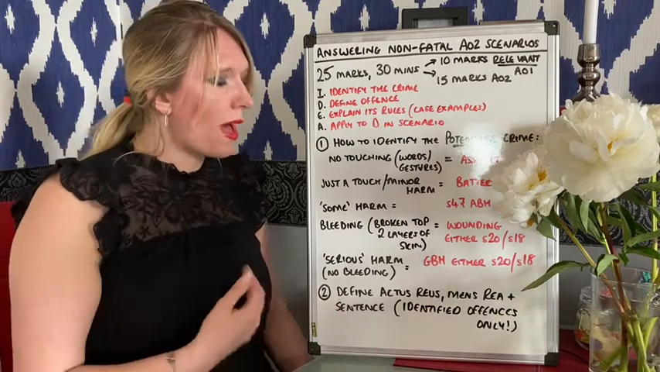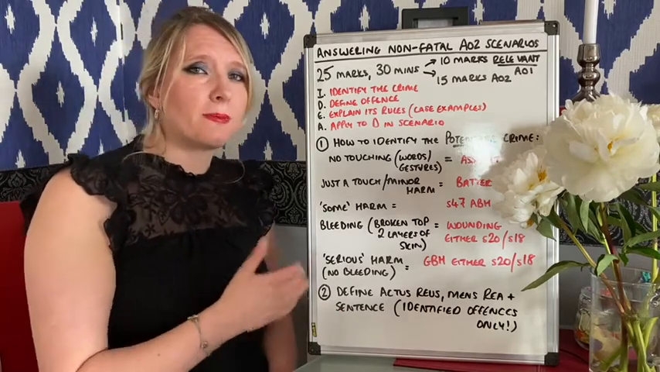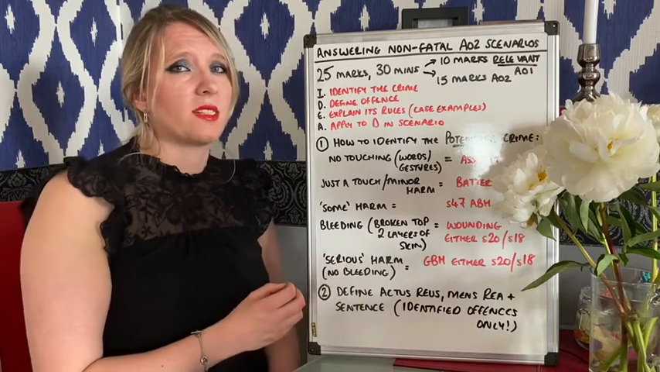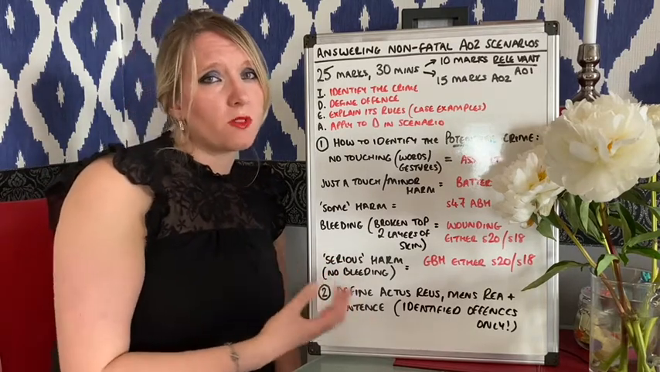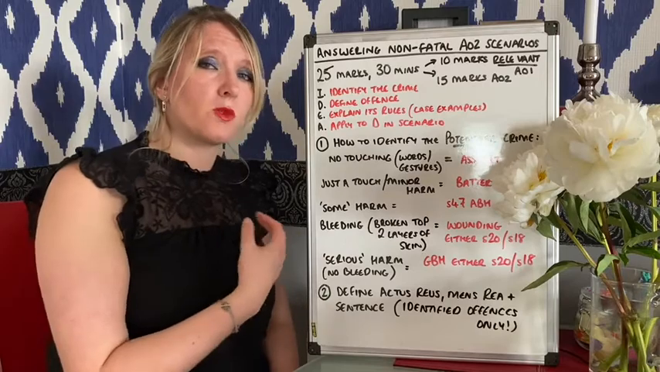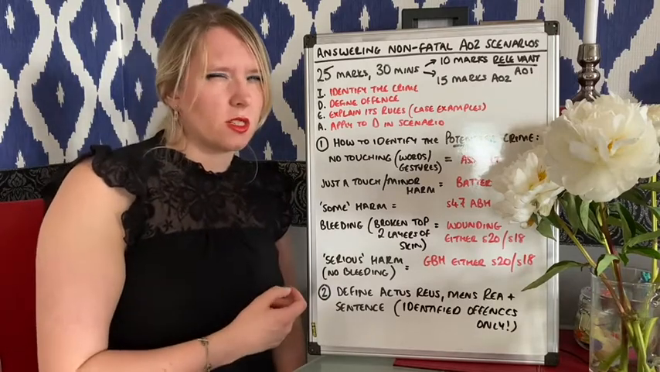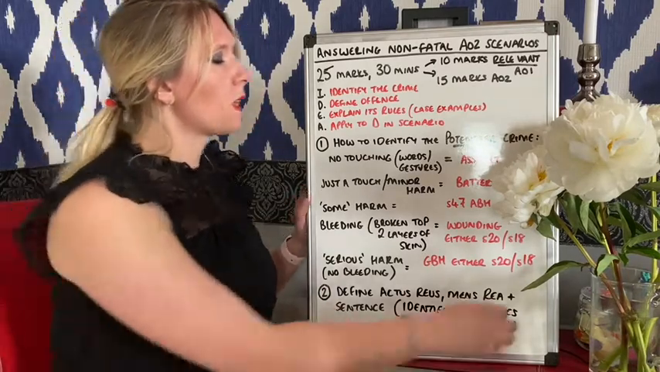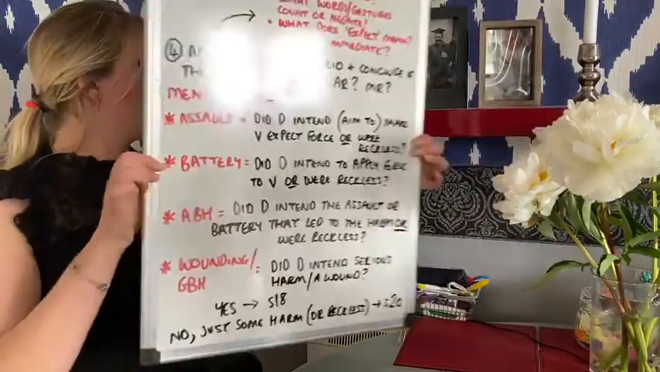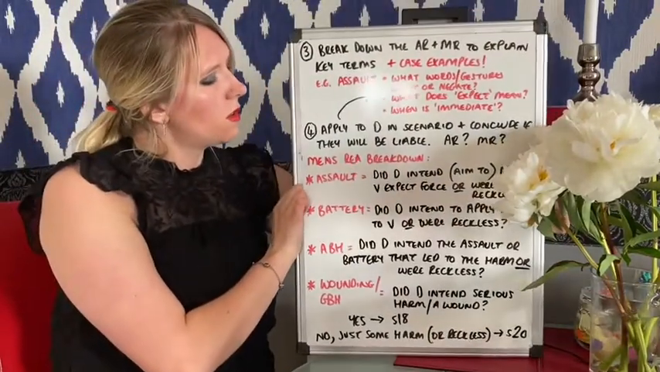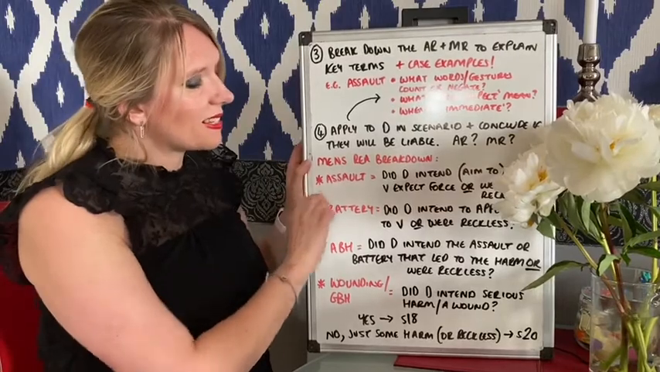So a simple way of starting the essay is: assault is, battery is. You should also be aware of the different sentences and perhaps even the classifications of each offence. Do you know which ones are summary? Do you know which ones are indictable? Do you know which ones are triable either way? And that's good revision as well for your criminal courts. Once you've done that, you must then explain the law.